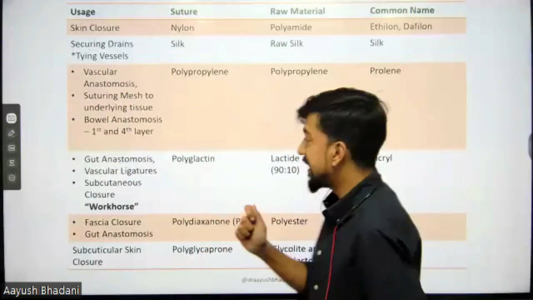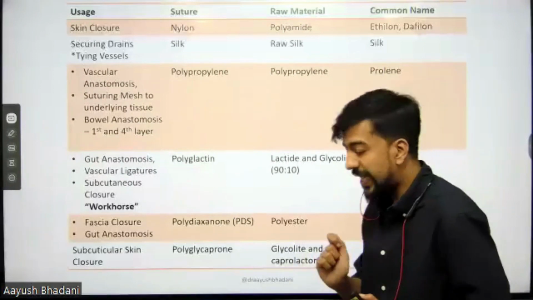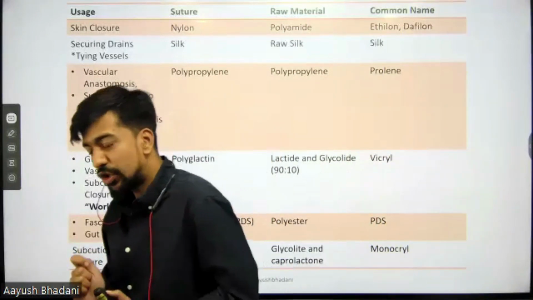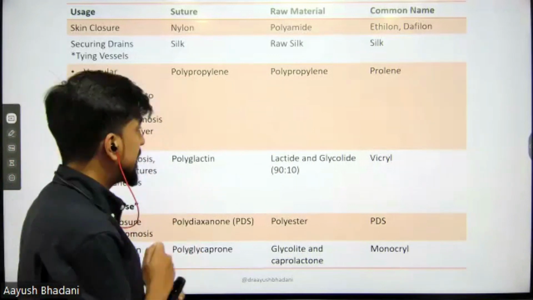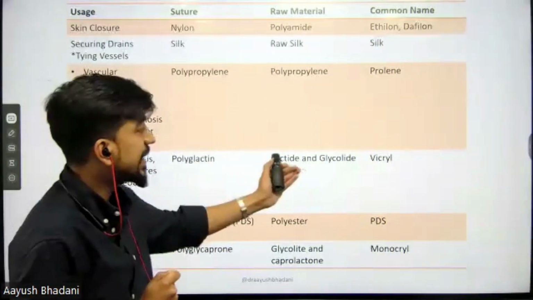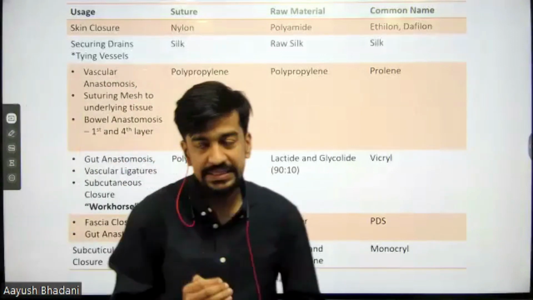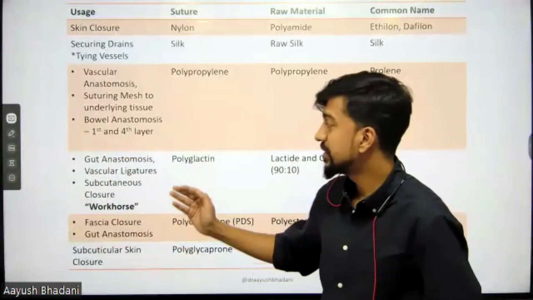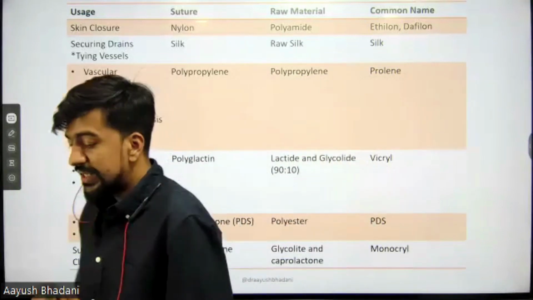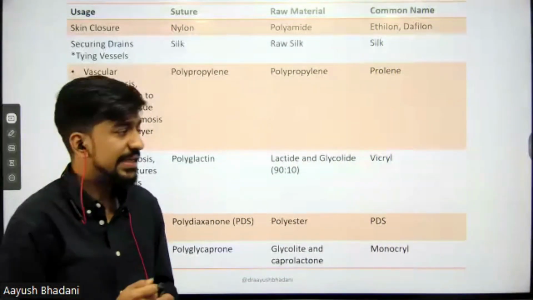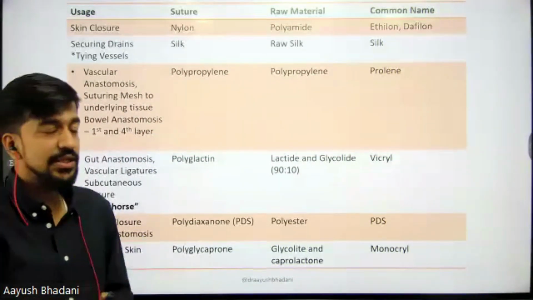So I'll tell you something. Vicryl is known as the workhorse. Why? Vicryl is an absorbable suture which has excellent properties. It is a polymer of lactide and glycolide, and it can be used extensively for gut anastomosis, subcutaneous closures, vascular ligatures.